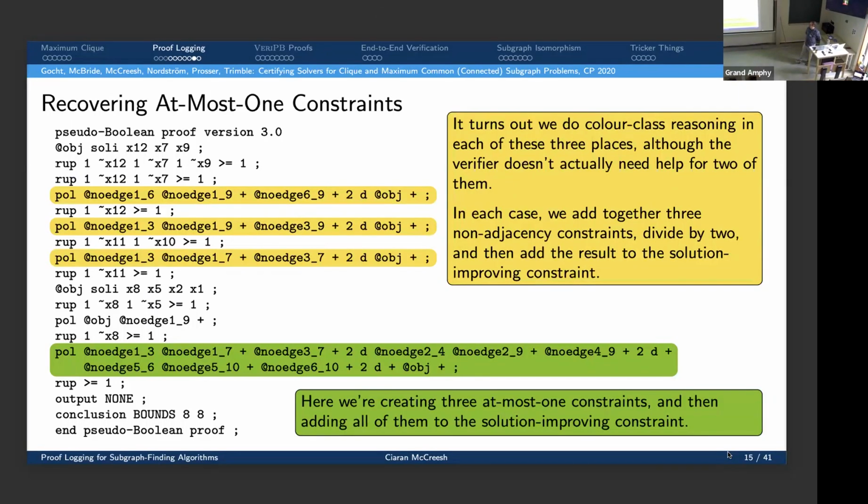So we can put this in, and we end up with something like this. It turns out we were doing color class reasoning in a couple of places earlier, and it just so happens unit propagation works here. But I can put these in now just using these pol statements. So take the non-edge constraints, add them together, divide the whole thing by 2, add it to the objective. And then down here, we're dealing with 3 color classes. Add these things together, divide by 2. They're still on the stack. Add these things together, divide by 2. Add these things together, divide by 2, and add them all up with the objective.